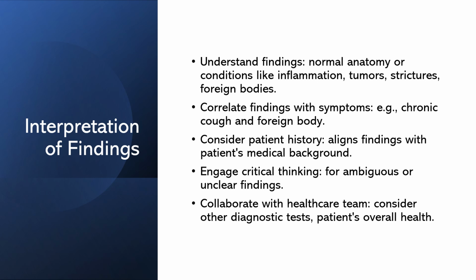chronic bronchitis. It's important to consider the patient's history and symptoms. For example, that patient who's had the cough for 2 weeks, if the bronchoscopy reveals a foreign body in the airway, well, we can put two and two together. It's not always straightforward, though. Sometimes the findings can be ambiguous or unclear, and this is where your critical thinking skills come into play.